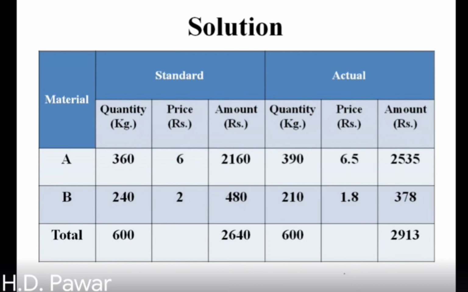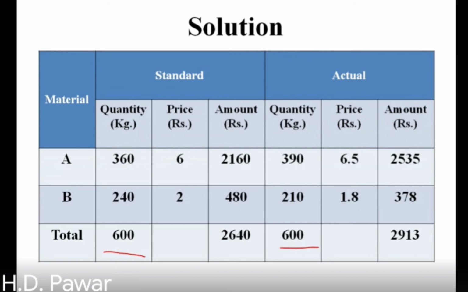Now you can observe here the total is 600. Here total is 600. So the total is the same. If the total is the same, then again three variances are possible. Here there will be three variances. The fourth variance will not come. Material cost, material price, and material mix. Got it or not?